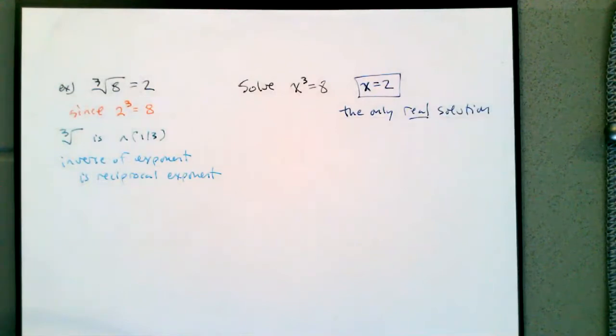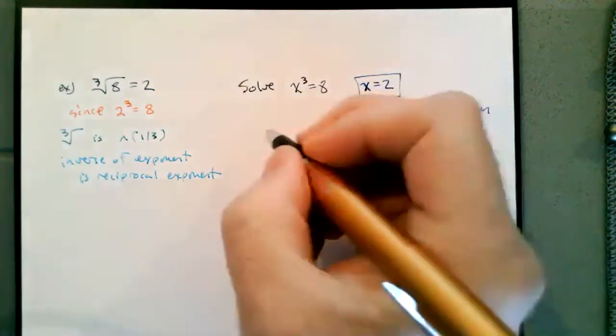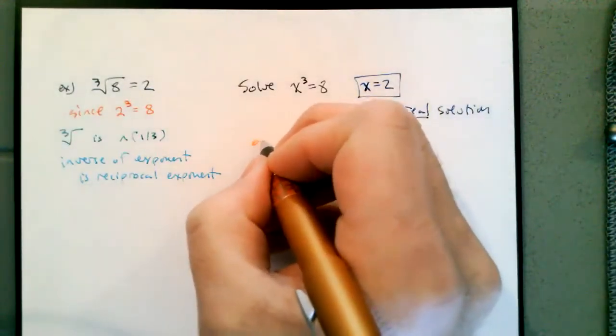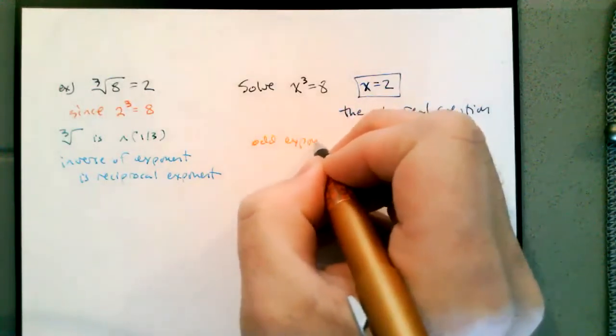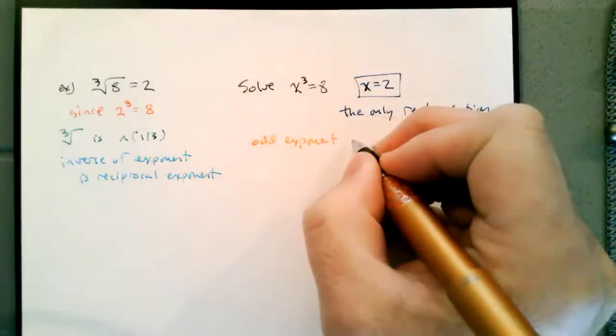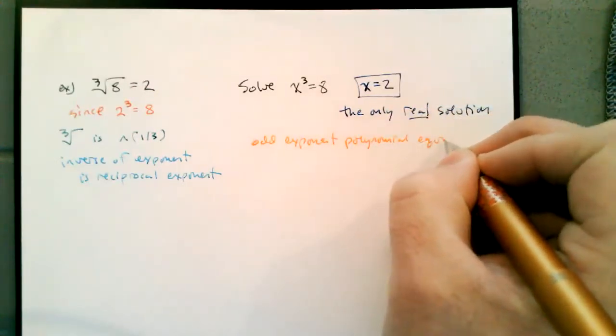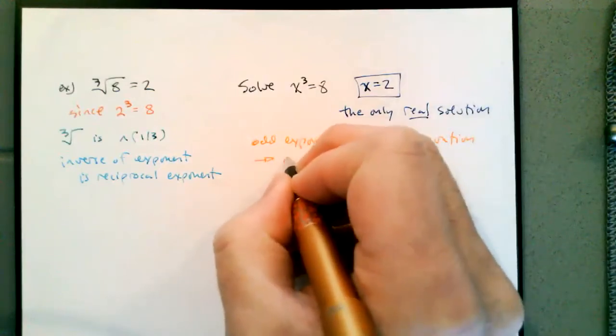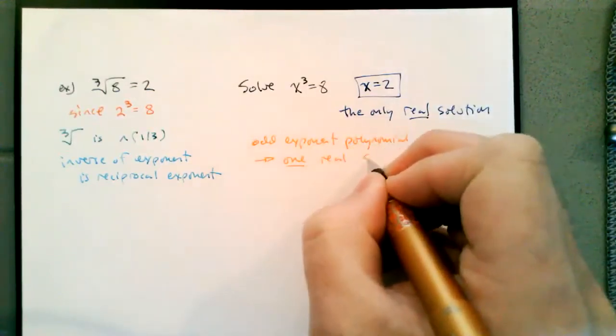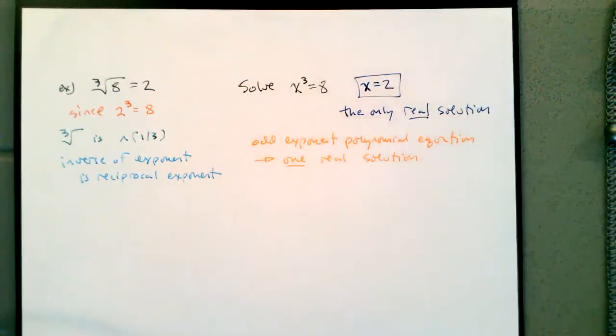With odd exponents, we always get one real solution. An odd exponent polynomial equation will give us one real solution.